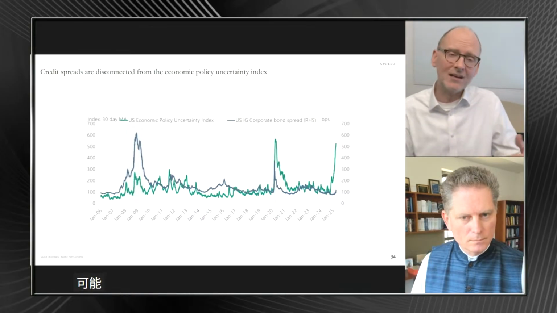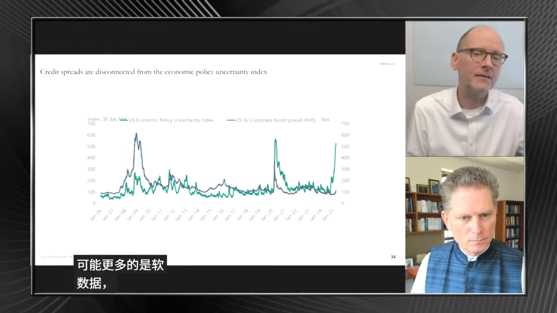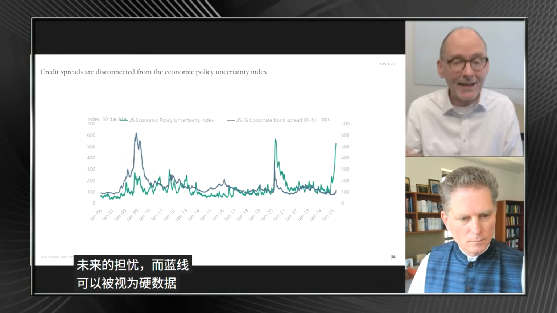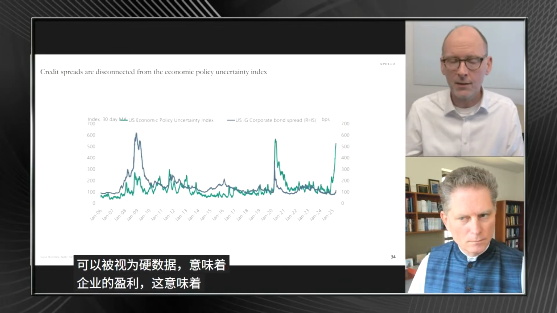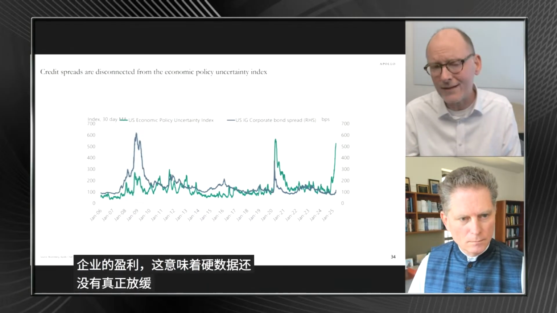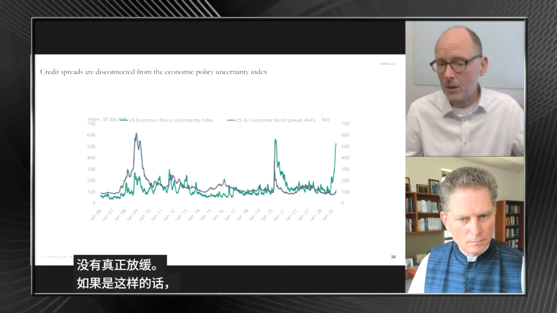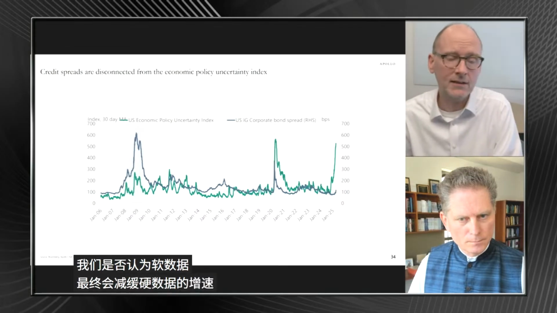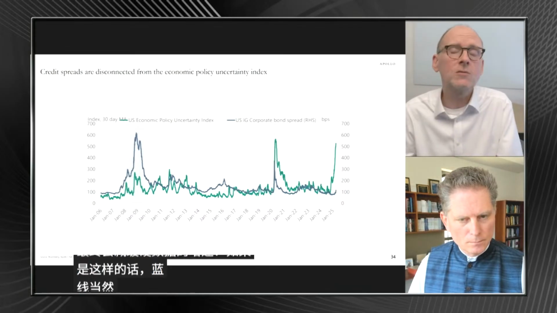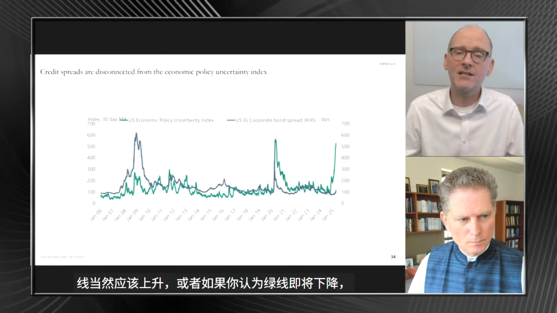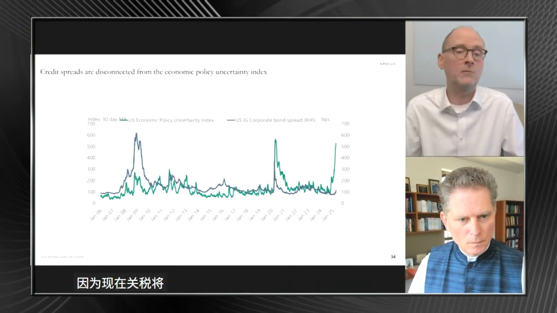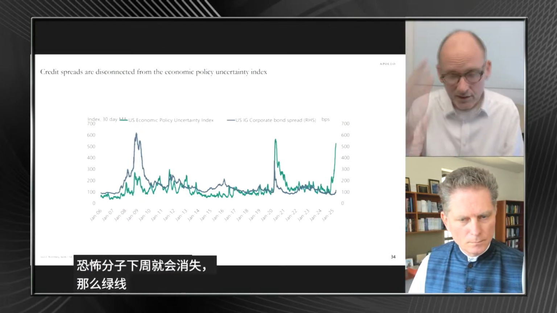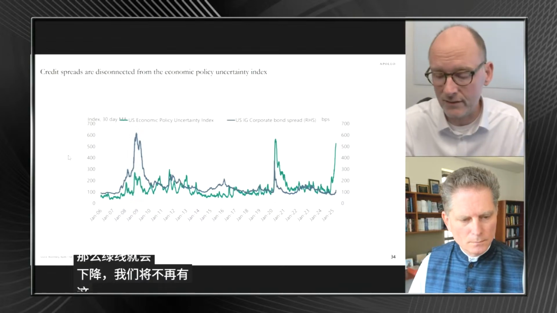One way of looking at this is that the green line is probably more the soft data, meaning the fears, the worries about what's coming, whereas the blue line could be viewed as the hard data, meaning earnings for corporates, meaning the hard data has not really slowed down quite yet. So if that's the case, it becomes very important to have a discussion. Do we think that the soft data will eventually slow down the hard data? And if that's the case, of course, the blue line should be going up. Or if you think that the green line is about to come down because now tariffs will be going away, let's say someone thinks that tariffs will go away next week, of course, then the green line will be coming down and we will no longer have this level of uncertainty.